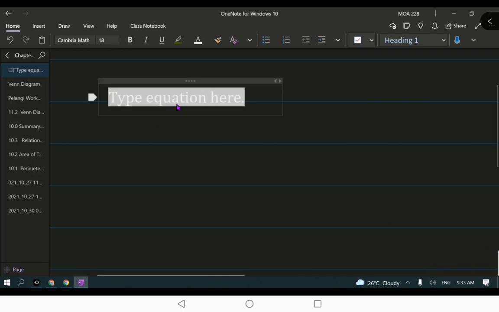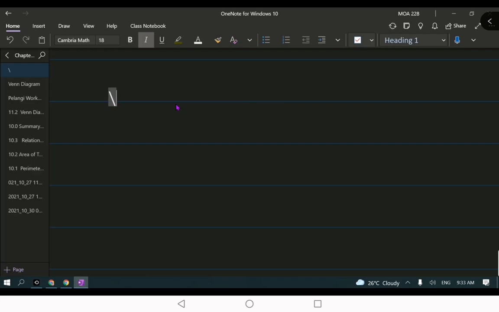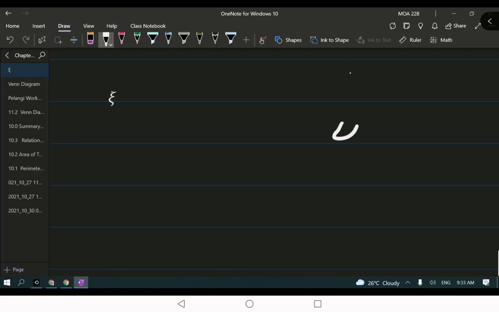Universal set has a symbol like this. You need to know the universal set is the whole thing you are going to talk about, the topic you are going to talk about. Subset is within a universal set, symbol like this. So you need to practice this symbol. I need to draw like H, something like this. Not easy.